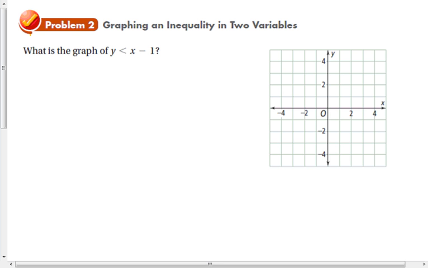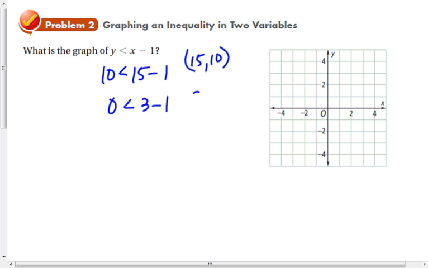All right, now to graph. What a graph represents is every possible solution to this inequality. Some obvious examples: let's say y is 10. 10 is definitely less than 15 minus 1. So the point (15, 10) would be a solution. Another point, how about this one? 0 is less than 3 minus 1. That's true, right? So the point (3, 0) is a solution. So on this graph, there's a point at (3, 0) that is a solution to this.